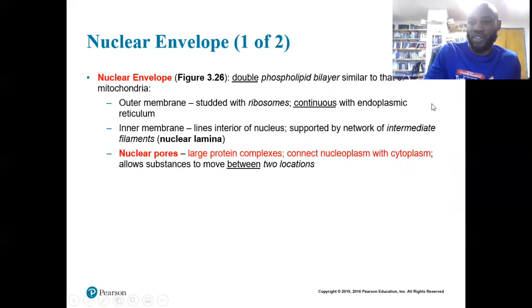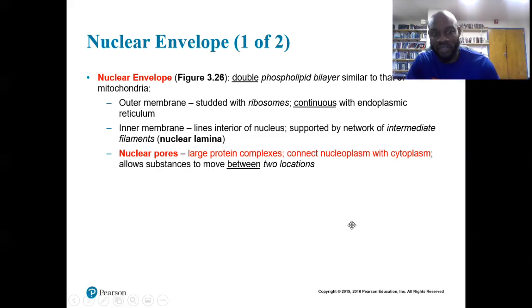All right, so let's talk about the nuclear envelope. It's a double phospholipid bilayer, similar to that of mitochondria. Also a double phospholipid bilayer, that should ring a bell for the plasma membrane. The outer membrane is studded with ribosomes, important for protein synthesis. It's continuous with the endoplasmic reticulum, the ER. The inner membrane lines the interior of the nucleus, supported by a network of intermediate filaments.